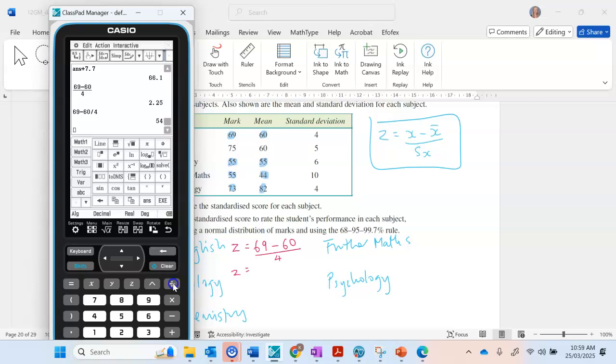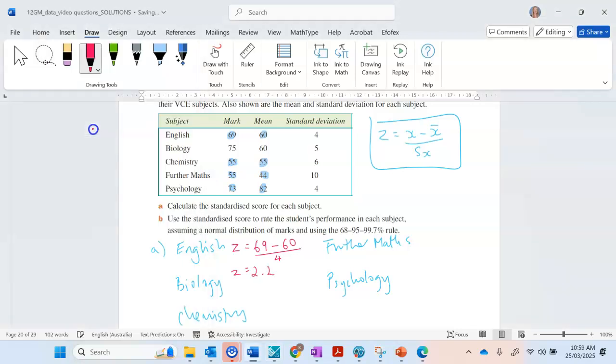All right, so if you did do it this way, you just have to make sure brackets go around those two terms. Oh my gosh, now there's noisy birds. All right, so it's 2.25. And you can do that for all of them.